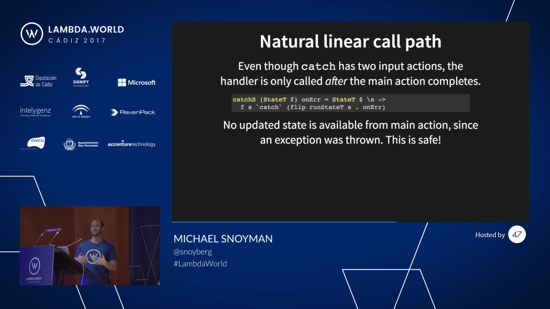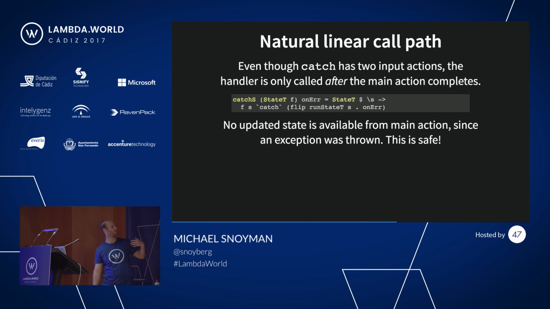Another possibility is that you have multiple inputs, but there's a natural linear call path. You're going to be calling this, and then that, and then the other thing, and you don't have to worry about some kind of weird ordering going on. Catch is an example of one of those. So you've got the main action, and then you've got your error handler. And the error handler is only going to run in the event that an exception occurred when running the main thing. And we're going to end up having a very similar situation like we had with try.